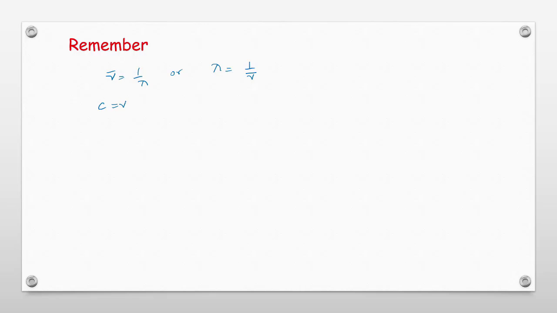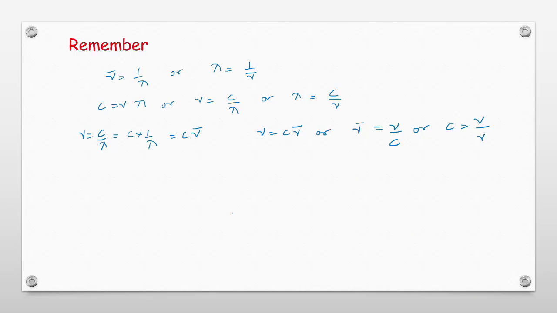C is equal to nu lambda, or nu is equal to C by lambda, or lambda is equal to C by nu. Now since nu is equal to C by lambda, this can be written as C into 1 by lambda. 1 by lambda is nu bar, this is C nu bar. So nu is equal to C nu bar, or nu bar is equal to nu divided by C, or C is equal to nu divided by nu bar.